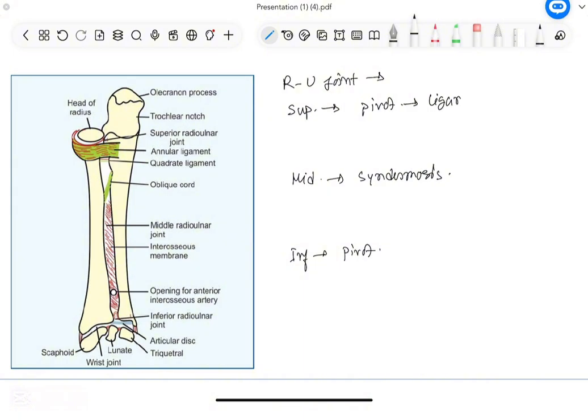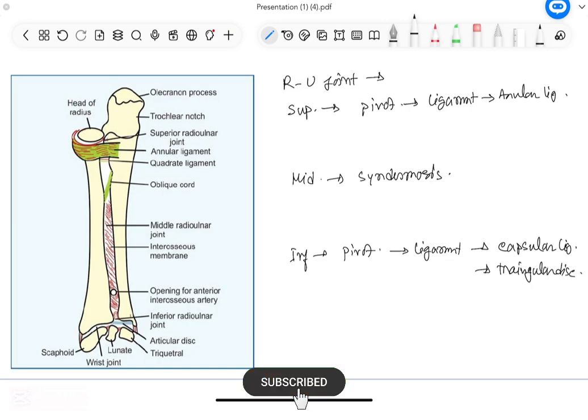In the superior radio-ulnar joint, the ligament will be the annular ligament. It is also helped by the radial notch of the ulna, which accommodates the head of the radius. The inferior radio-ulnar joint also has ligaments: the capsular ligament. And there is a very important ligament called the triangular disc. This is very important in the inferior radio-ulnar joint.